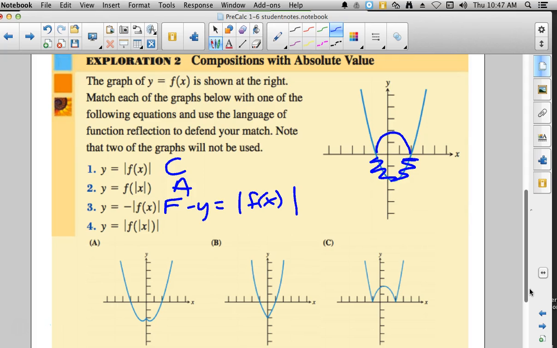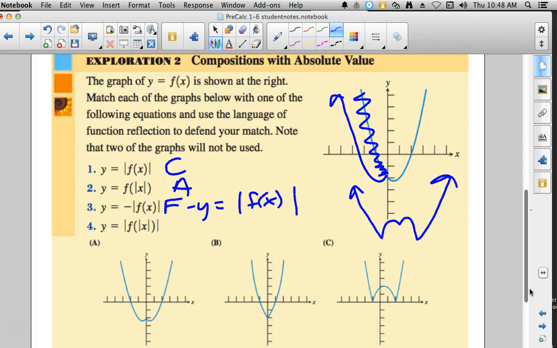One more to go. This says, all right, order of operations, go back to the one where you had just the absolute value of x. Okay, that was this one. And now take the absolute value of the entire function. That means this stuff has to go up here. So it's kind of going to look like this. We have something that kind of looks like that. What letter is it? What letter? B.